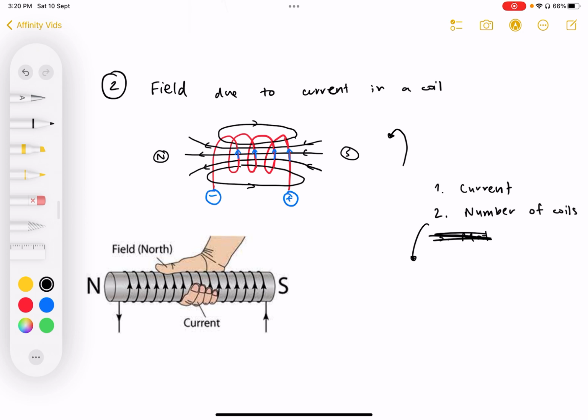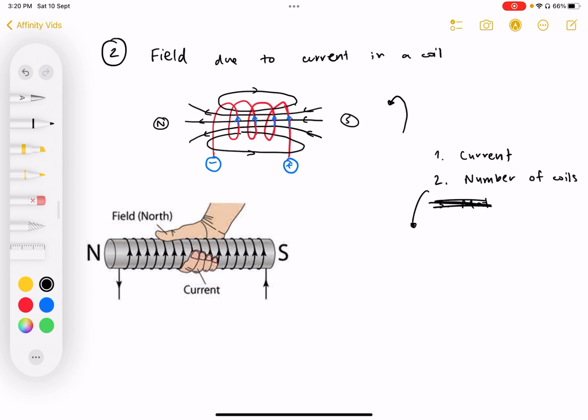Oh, sorry. So we're going to have current and the number of coils, but more specifically, it's actually the density of the coils. How many coils do we have per unit length? For example, if we had two coils that were different lengths but had the same number of coils per unit length, then you're going to have the same magnetic field strength. If we have a coil like this and a coil like this, we have the number of coils per unit length the same, so it's going to experience no difference in its magnetic field strength.